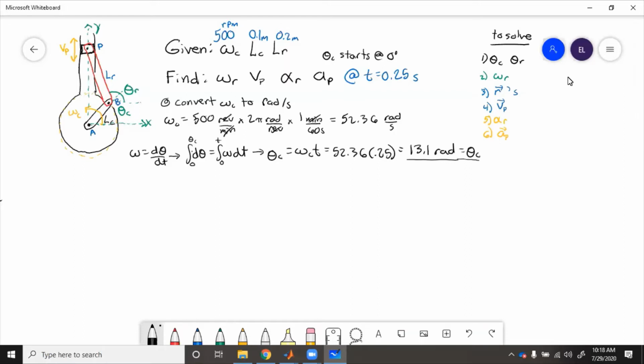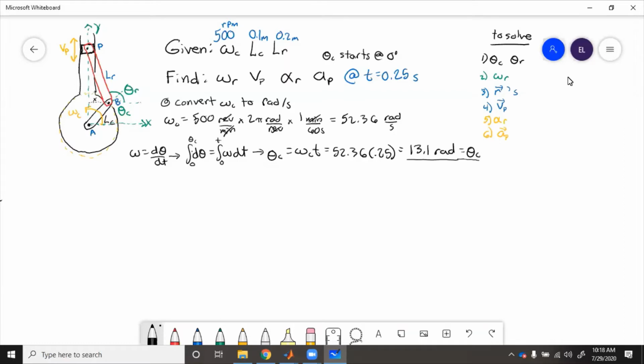But we also need to know what is the angle of the rod. How could we figure that out? Well, we know the length of the rod. We know the angle of theta C, but theta R is not going to be the same because it's not the same size. But what it does share, the rod and the crank both share this X component. That distance is the same because the piston is right above the center of rotation for the crank. So we know that this X distance right here has to be the same. All right, so that distance there is LC times cosine of theta C.